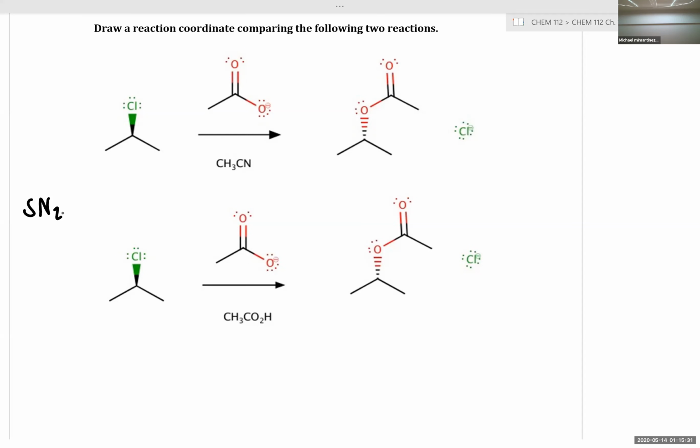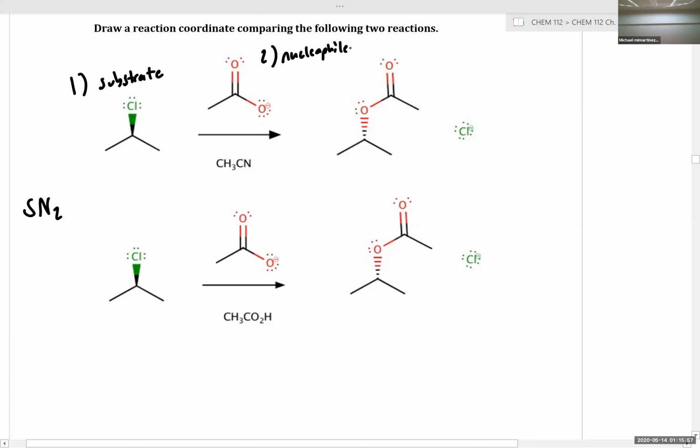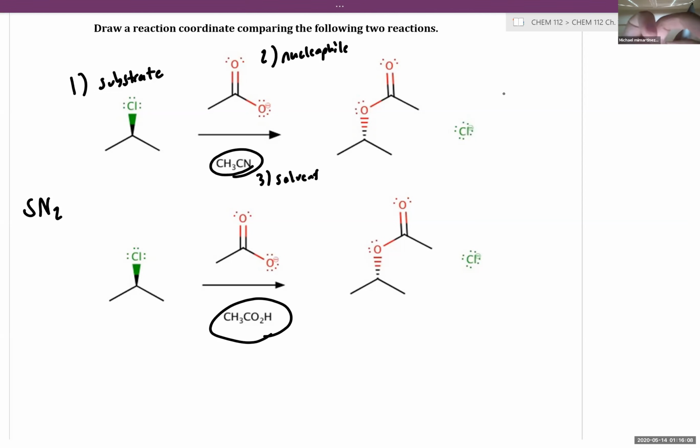But let's go through each of the pieces. First, let's check our substrate. Is there any difference in our substrate? I see in the chat, someone mentioned the solvent changes. Yes, that's correct. But to help proceduralize this, we look at our substrate. The substrate's the same. Then we look at our nucleophile. Our nucleophile is the same. Then we look at the solvent and we see that our solvent is different. So let's label these reactions.